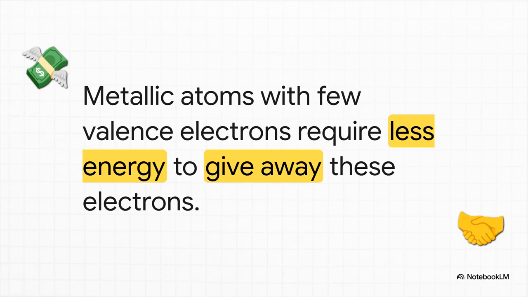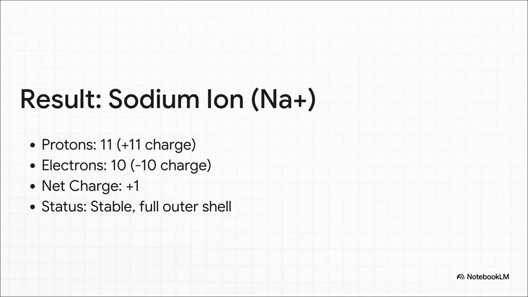So sodium looks around for a partner, an atom like chlorine that is desperately looking for just one more electron to complete its outer shell. By donating that electron, they both get exactly what they want. It's a win-win. And would you look at sodium now? It's still got its 11 positive protons, but now it only has 10 negative electrons. So it has a net positive charge. It's not a neutral atom anymore.